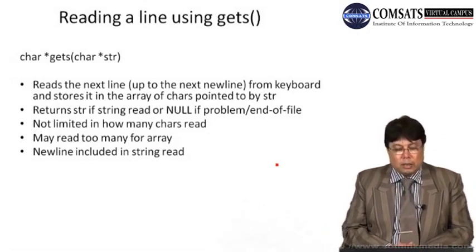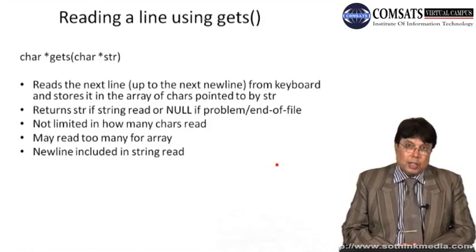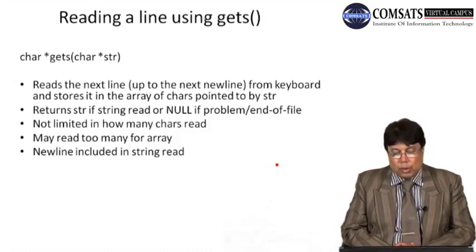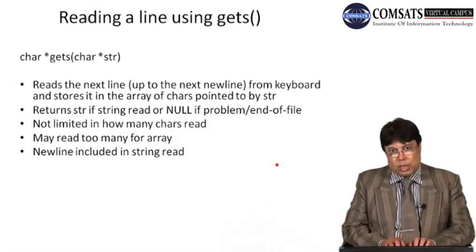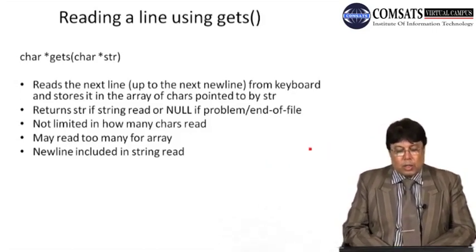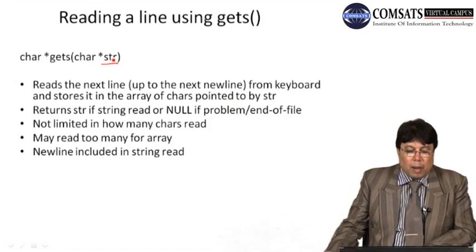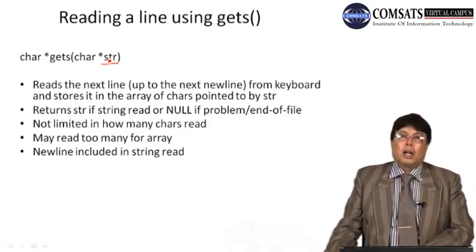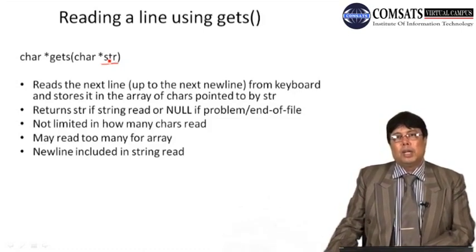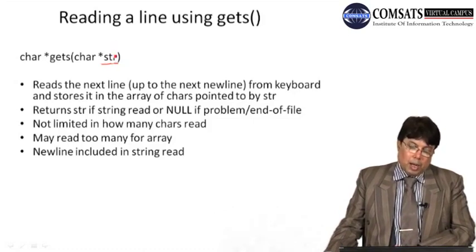I promised in the last lecture that I will come back again with the gets function. This time we will be using it as a gets function returning a pointer to a character. It reads the next line, meaning as long as you keep on entering from the keyboard until you press enter, it reads all the data and stores it into the array of characters pointed to by the star. You have to pass it a character pointer to read the data. It could be a character constant or a character pointer. You may pass it the name of the array also.